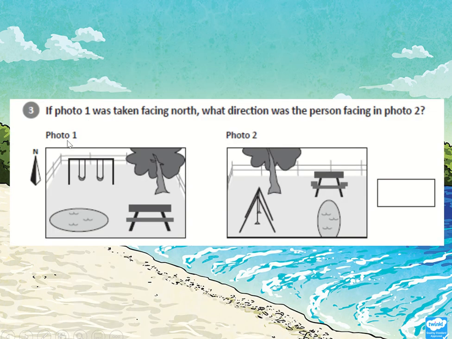All right, number 3. If photo 1 was taken facing north, which direction was the person facing in photo 2? Oh, so you'll need to have a think about if this is north and if the swings were north and this was on the right of us, this was on the left of us, so east, south. Where is north and where are you facing now in this picture?